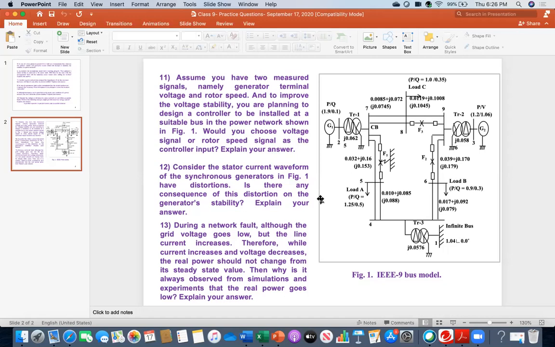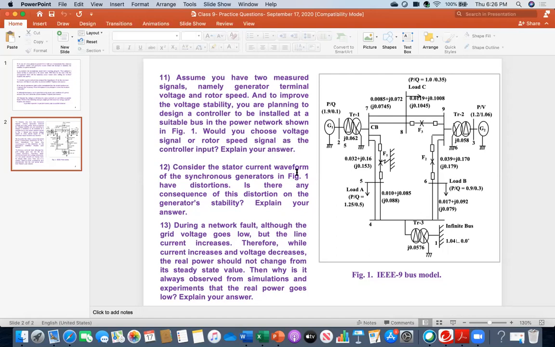Rotor signal or rotor speed signal? So you are maintaining the voltage stability, so definitely you will choose the voltage signal, right? Yes, because you want to maintain the voltage. So therefore, the appropriate signal will be the voltage signal.